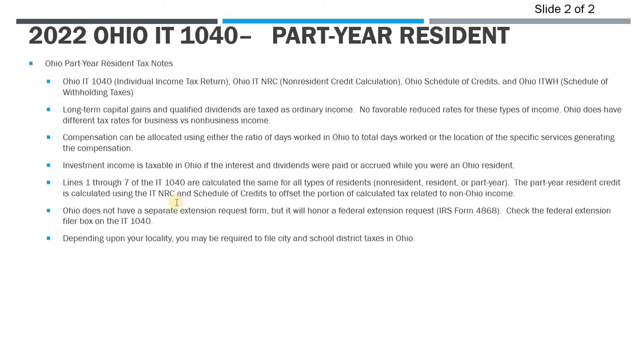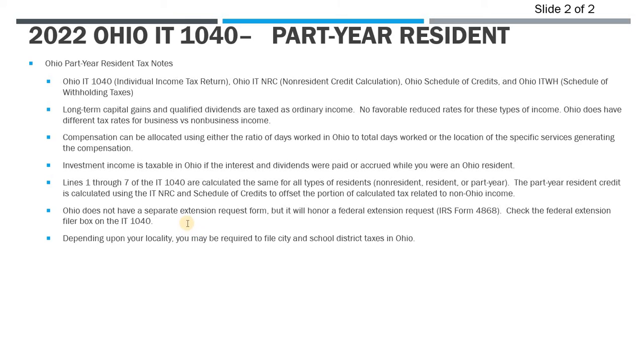Now, the Ohio return, like a lot of states, what they make you do here is calculate all of your income as if you were an Ohio resident, and then we apportion the tax based on that Ohio taxable income. So lines 1 through 7 of our 1040 are going to be calculated the same as if we were a resident, and then we get a part year resident credit.